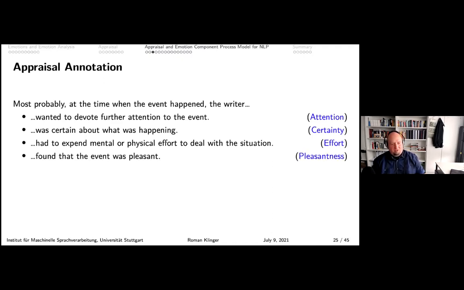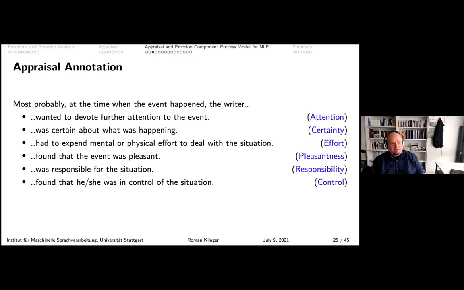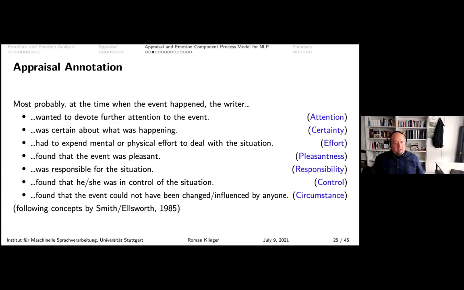Found that the event was pleasant. Felt responsible for the situation. Found that he or she was able to control the situation. And finally, found that the event could not be influenced by anybody. This is somehow an opposite of the control dimension, but it turned out that including this explicitly increased the inter-annotator agreement. Now these dimensions are slightly different from the dimensions which I mentioned in the other models before.